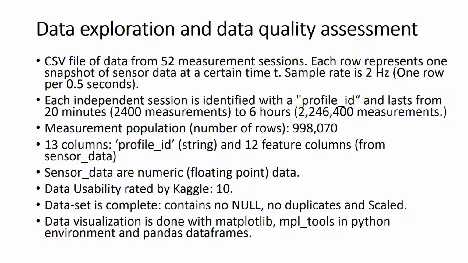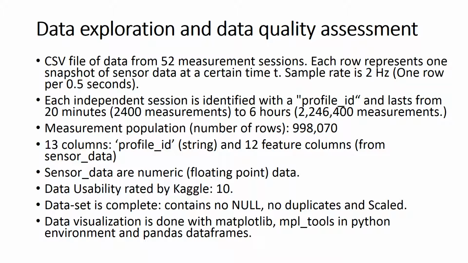So what happens now is that one can calculate that each independent session is identified with a profile ID, and it lasts from 20 minutes, in which case you gather something like 2,400 measurements, to 6 hours. Then you talk about 2.2 million or so. In this instance, the batch data consists of a measurement population of close to 1,998,070 rows of measurements. There are 13 columns, a profile ID, which is string formatted, and 12 feature columns, which are from sensor data, and therefore they are floating point data.